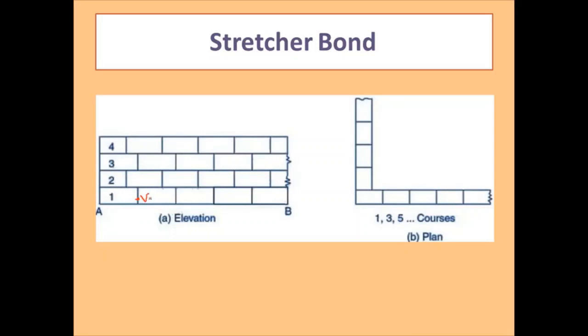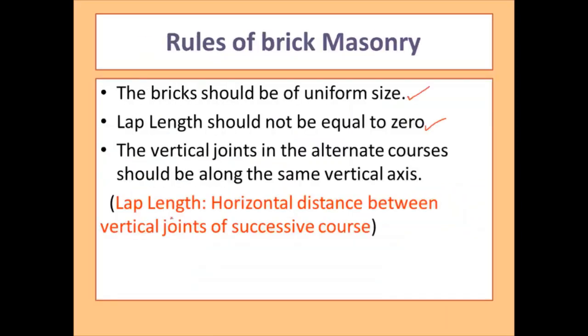One is the vertical joint like this, and the second one is the horizontal joint like this. Now if you take any two successive courses, the horizontal distance between the vertical joints of these two courses is called the lap length. So lap length is the horizontal distance between vertical joints of successive courses. This lap length should not be equal to 0.